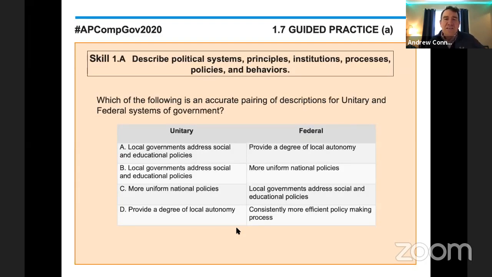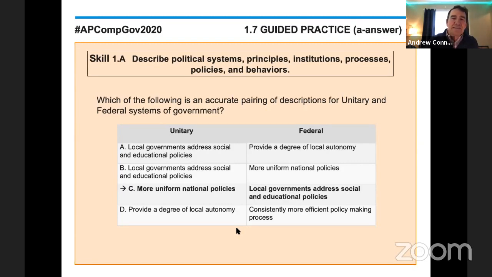Which of the following is an accurate pairing of descriptions for unitary and federal systems of government? And hopefully you got C, that the difference between unitary and federal is that unitary has more uniform national policies and federal has local governments addressing social and educational policies.